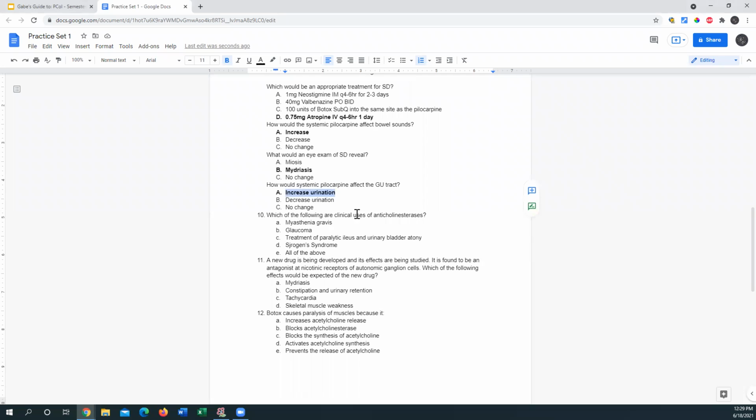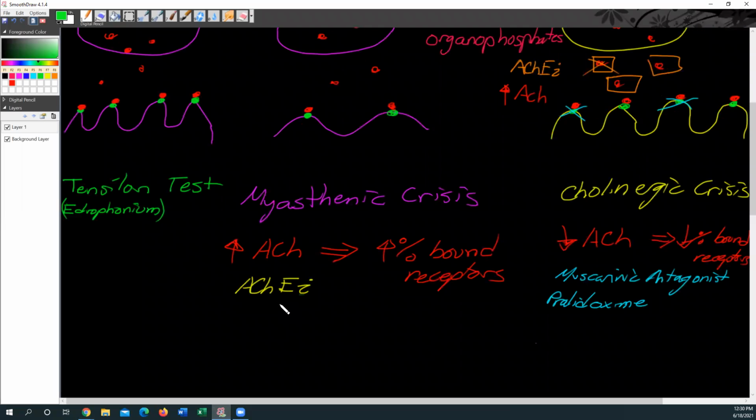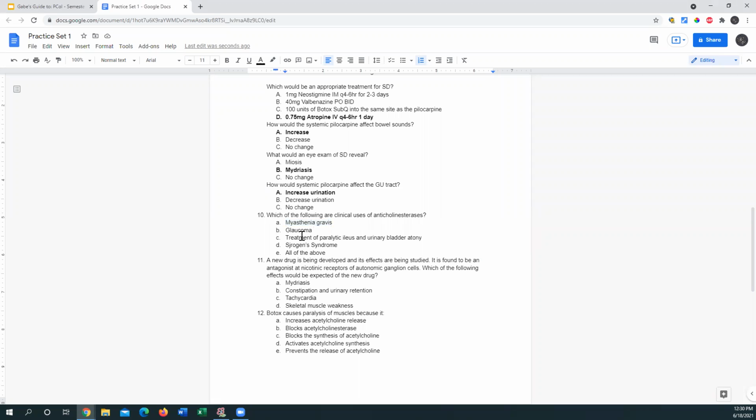Which of the following are clinical uses of anticholinesterases? Or in other words, acetylcholinesterase inhibitors? Well, we know that we can give someone with myasthenia gravis an acetylcholinesterase inhibitor. So it's definitely A. We know we can use acetylcholinesterase inhibitors to help with glaucoma.